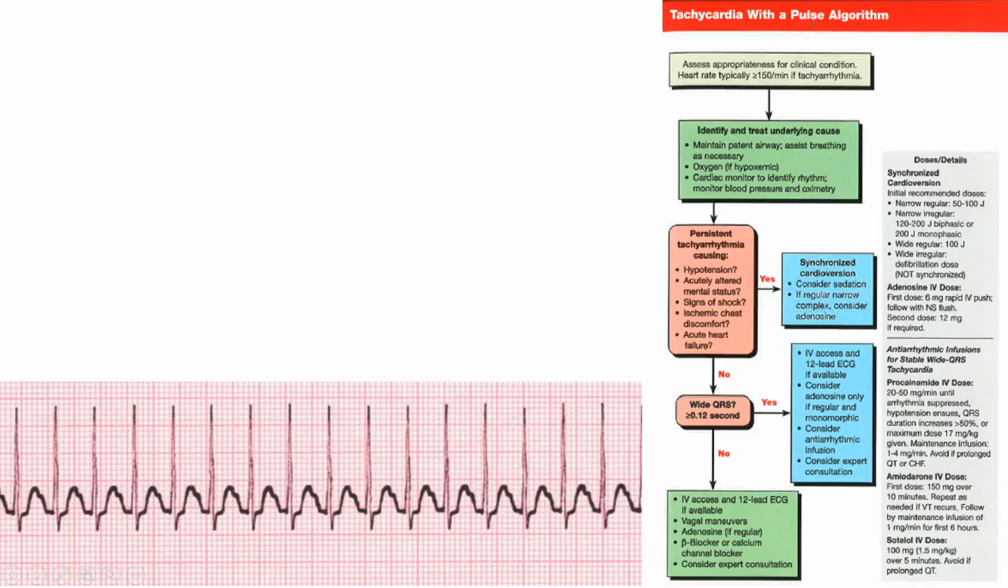Also consider a beta blocker or calcium channel blocker. A beta blocker slows the heart down. A calcium channel blocker can have the same effect. Okay, so it looks like there's a lot of options here. So calcium channel blocker, and consider expert consultation.